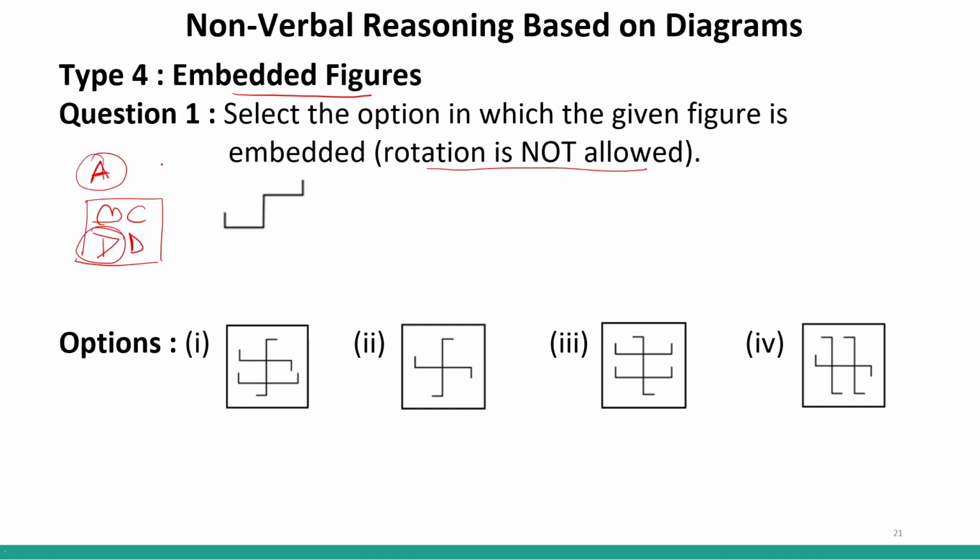But in that case, I have to rotate my A by 90 degree. Correct? If I rotate my A by 90 degree, it will look like this. And then I can say this is embedded. So rotation is not allowed means we cannot rotate this figure to fit in the image. This figure has to be in this direction only. We cannot change the direction of the figure. This is what you mean by rotation not allowed.